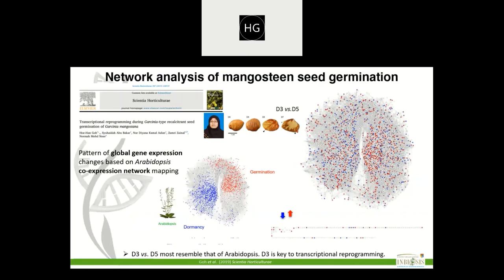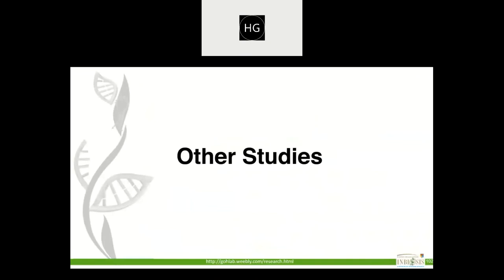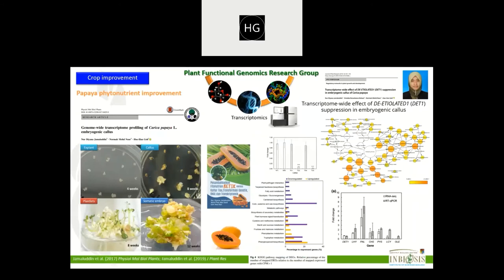And we noticed that day three is actually a unique point for the transcriptional reprogramming, and we count the summary of the molecular physiology. Apart from that, my group also has other studies for crop improvement in Arabidopsis, and papaya work, the tissue culture one just now, and also one using a transcriptomic approach to study after RNAi suppressions.